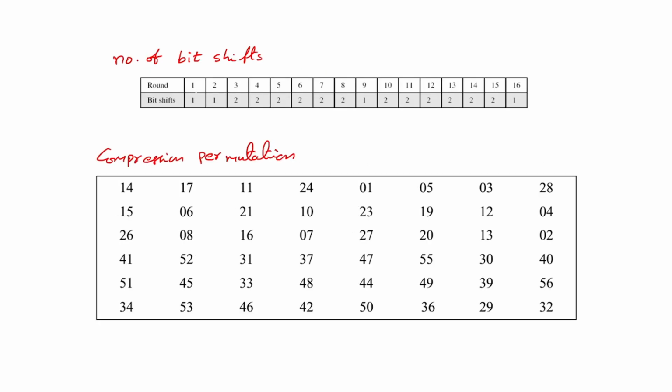First round, second round, ninth round, and 16th round: for these 4 rounds, a 1-bit circular left shift operation, and for all other rounds we perform a 2-bit circular left shift operation. This is the compression permutation table. Compression means the number of output bits is less than the number of input bits. That means we remove some input bits, so we get reduced output bits. That is the compression P box.